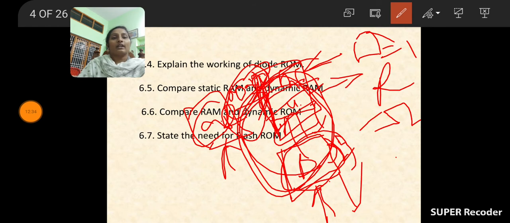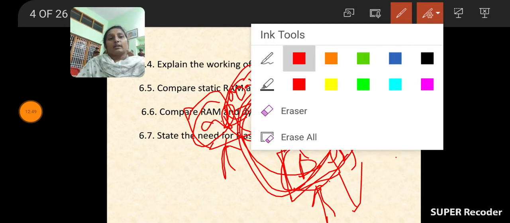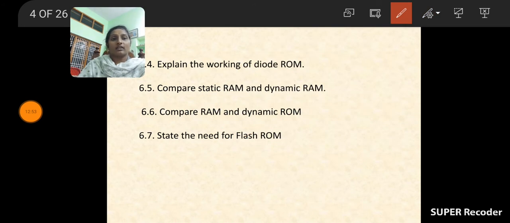The write operation is done by applying a high level clock pulse across the write control signal, and the read operation is done by applying the clock pulse across the read signal. So this is about the block diagram of memory. These are the topics we discussed in our last class.